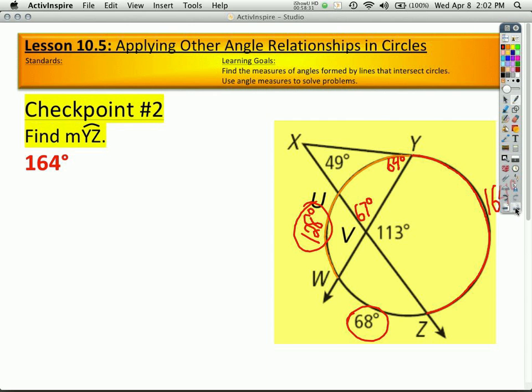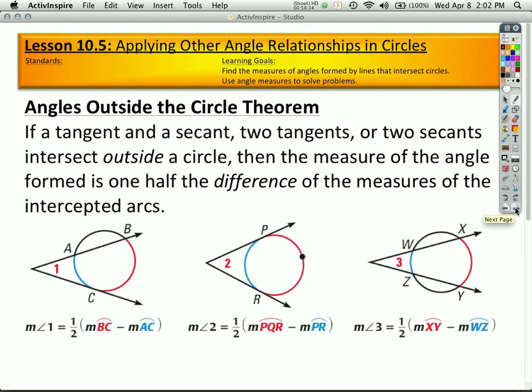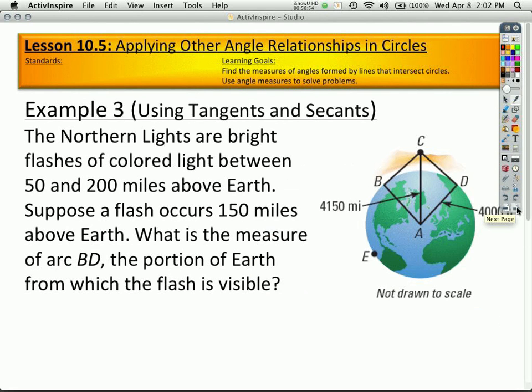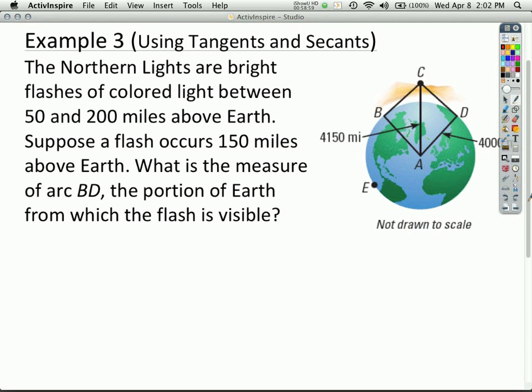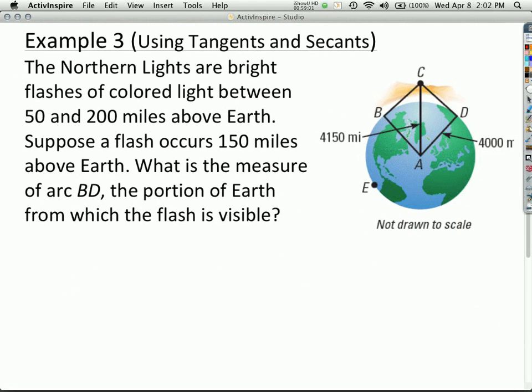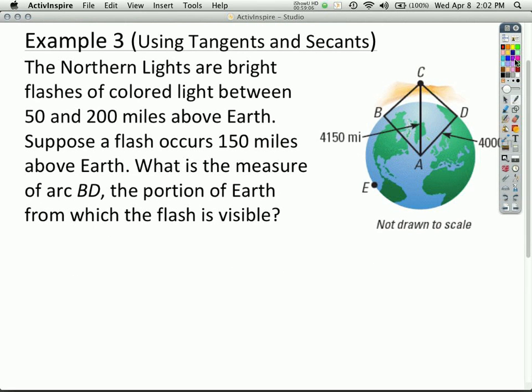All right, so now we're going to continue with high level stuff. Angles outside the circle theorem. If you have angles outside the circle, the relationship is that the angle measurement will be half the difference of the intercepted arcs. So we already spoke about that, so let's see how this tool can be useful in a complex situation. Find the picture on your sheet that looks like this. Read the text of the question to yourself.